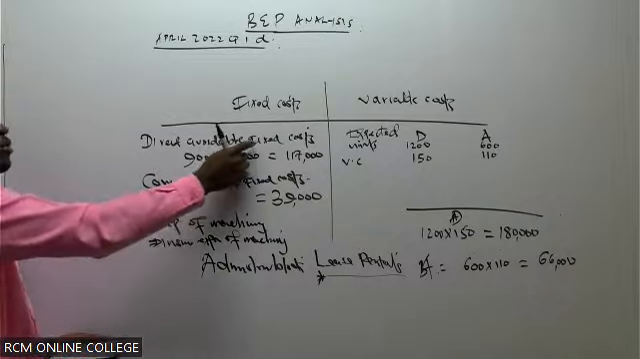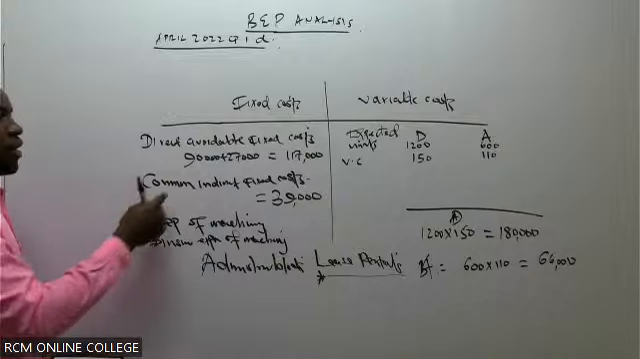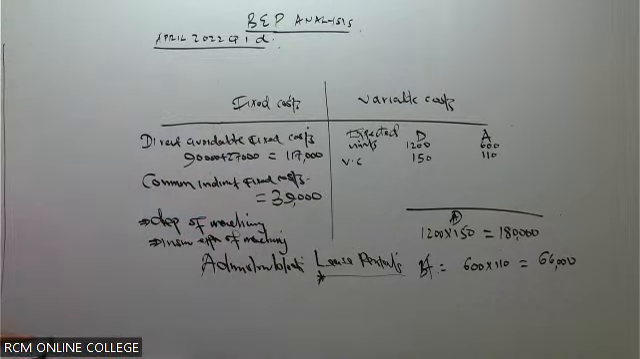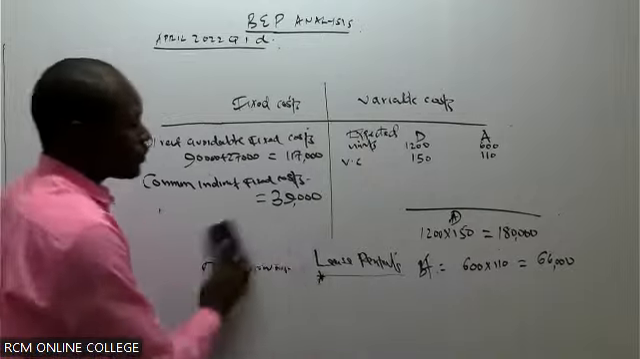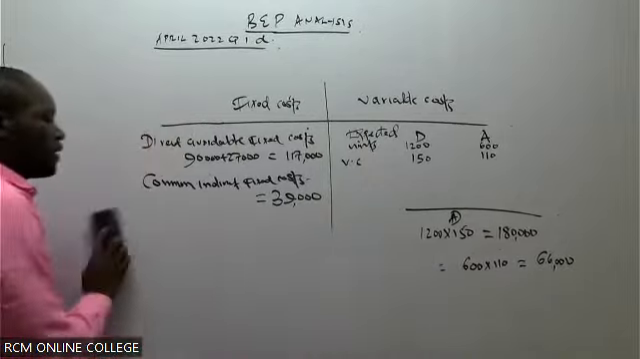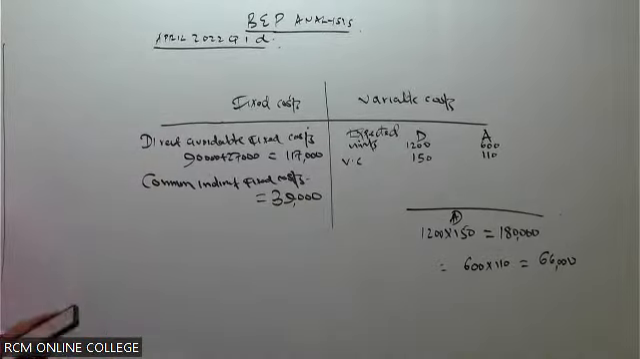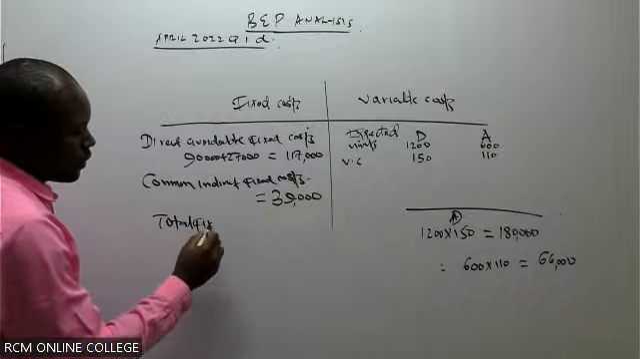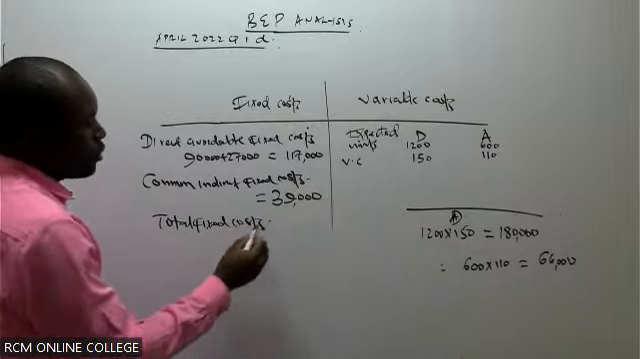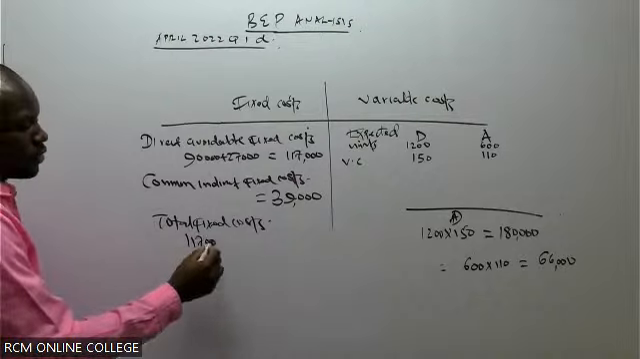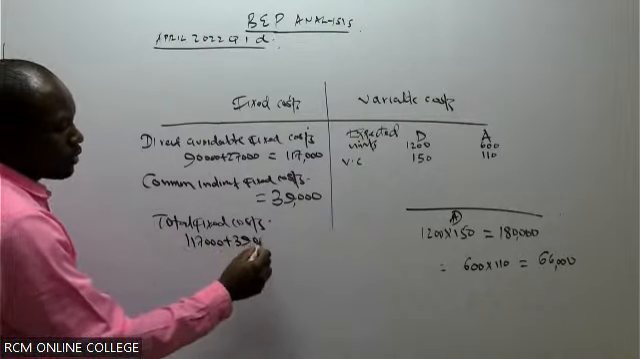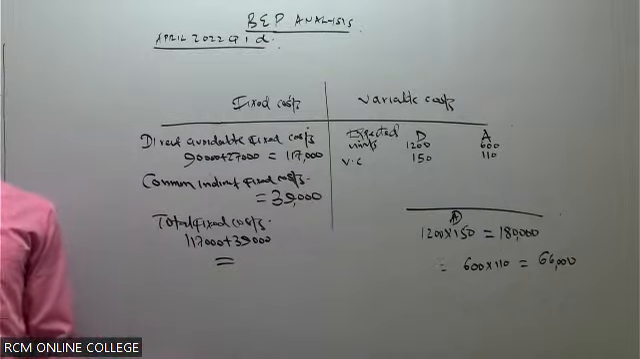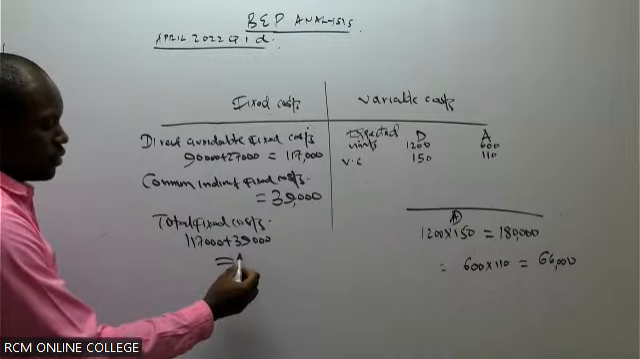It is the direct avoidable fixed cost plus the common indirect fixed cost. So if you add all that, what will we have as our total fixed cost? What will we have as our total fixed cost? So total fixed cost will be equivalent to 117,000 plus 39,000. What are you getting? 156,000.